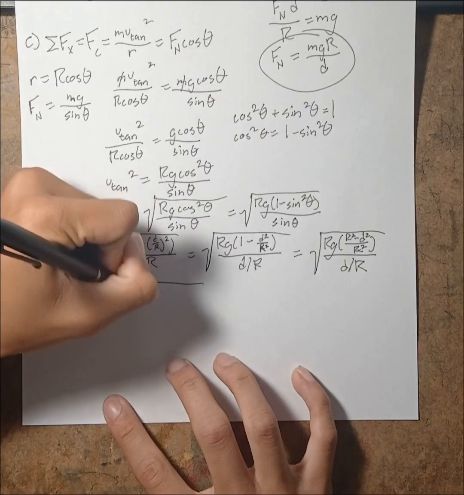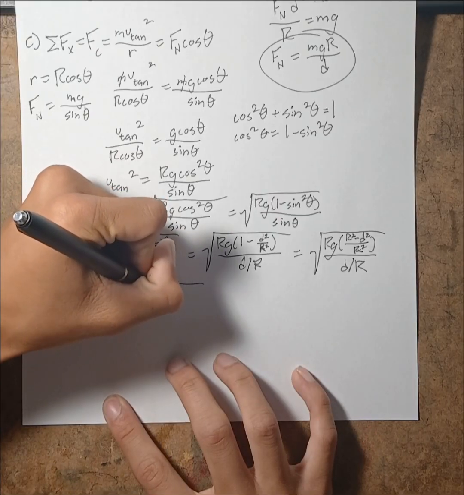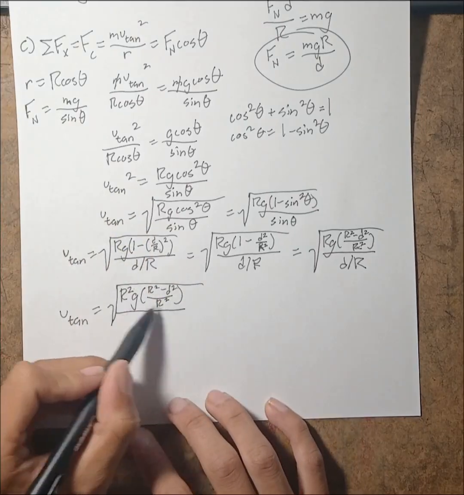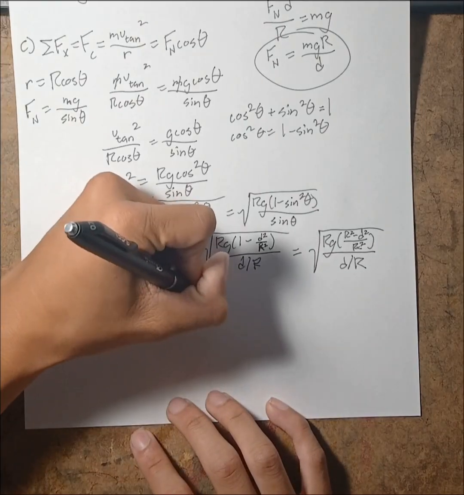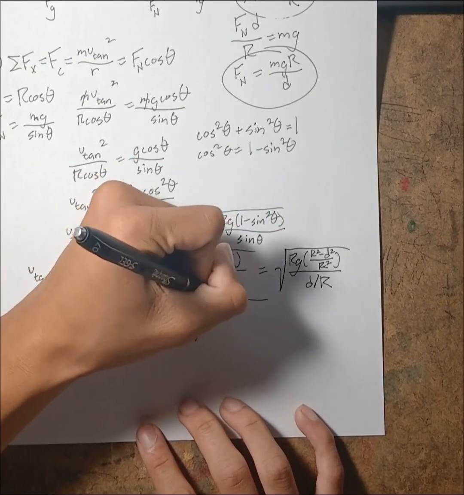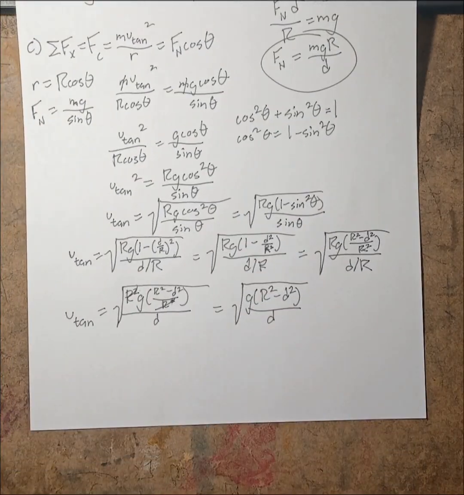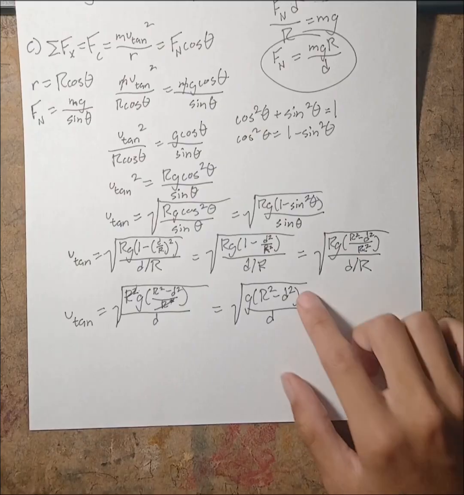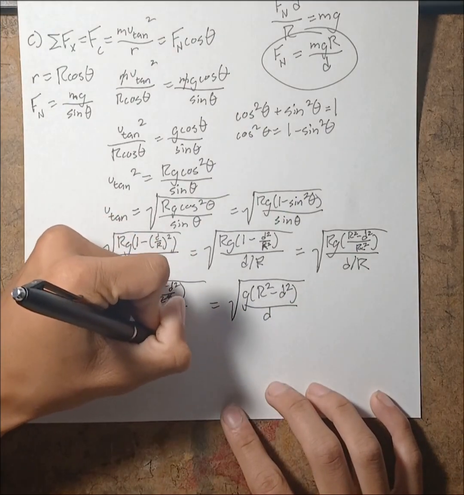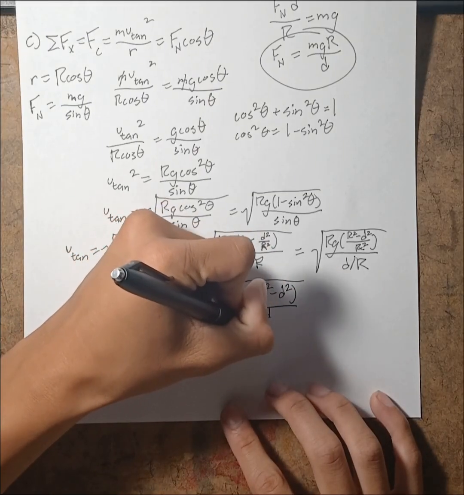R squared, g times r squared minus d squared over r squared, and then over d. These r squareds will cancel, and so we get finally v tangent equals the square root of g times r squared minus d squared over d. Now, in the given prompt, the d is replaced with y here, and it looks like this.